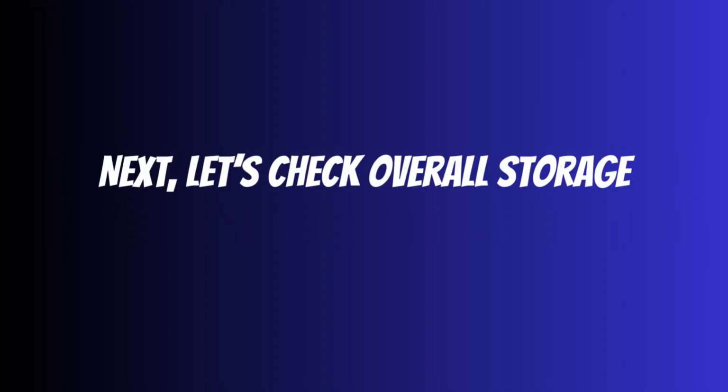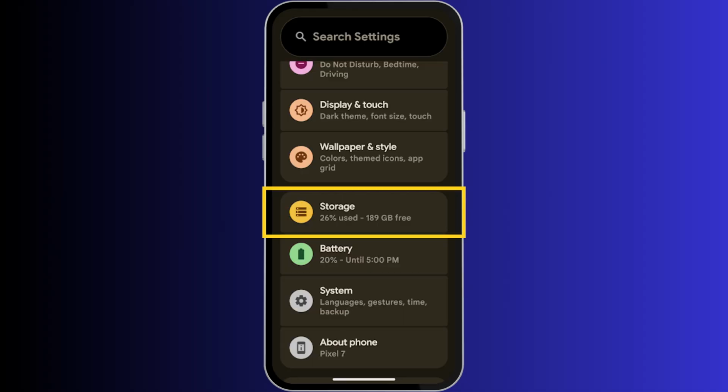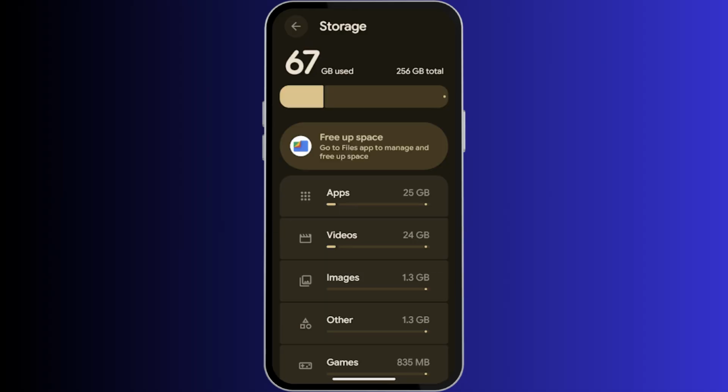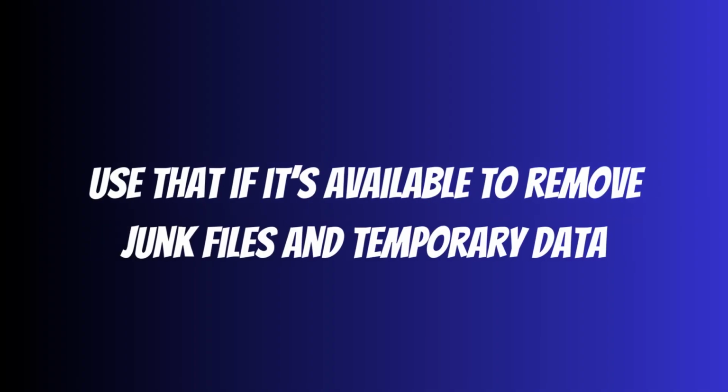Next, let's check overall storage. Go back to Settings. Scroll down and tap Storage. Here you'll see how much space is used on your phone. On some phones, you'll see a Free Up Space or Smart Storage option. Use that if it's available to remove junk files and temporary data.